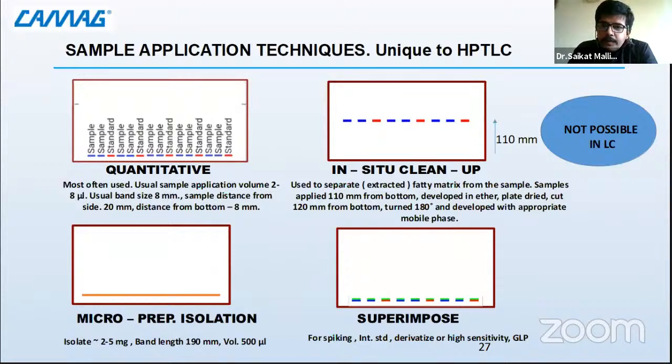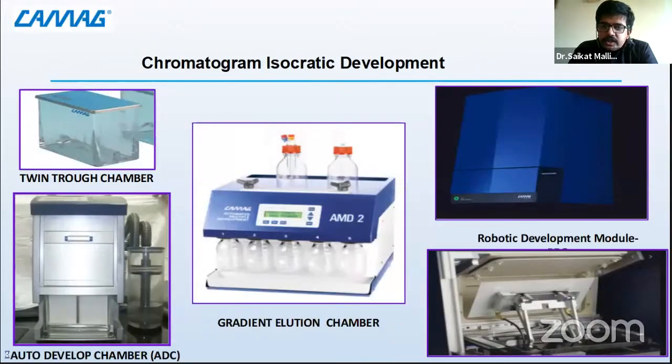You can do micro preparative work, like you can isolate components at 2 to 5 mg levels, and then you have a superimpose technique where you can spike in the samples onto the plate, and this can be used for recovery studies and all.